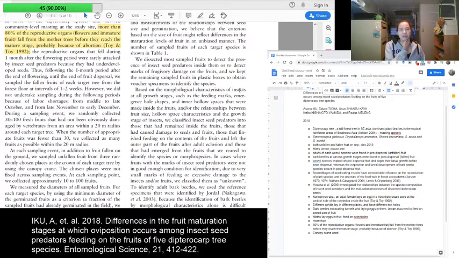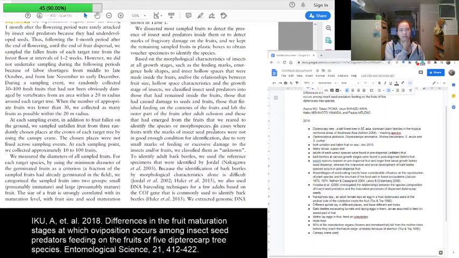Based on the morphological characteristics of insects at growth stages and feeding marks, hole shapes, and so on, they classified insect seed predators into those that had remained inside the fruits, those that had caused damage to seeds and fruits, those that finished feeding on the contents of fruits and left the outer parts after adult eclosion, which is hatching, and those that emerged from the fruits. Okay, so they classified it into a lot of different things, basically.